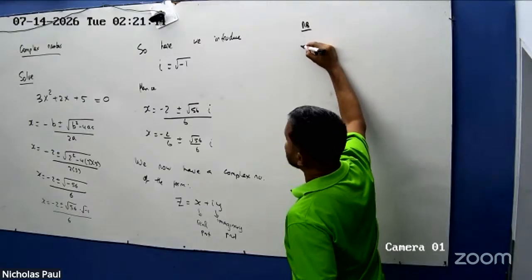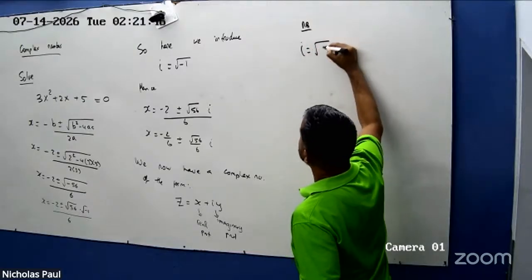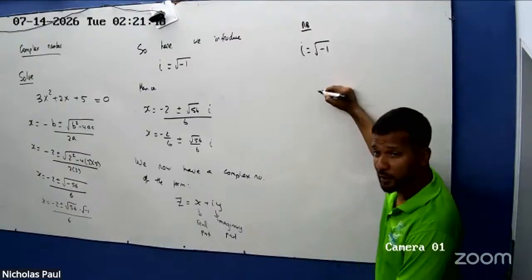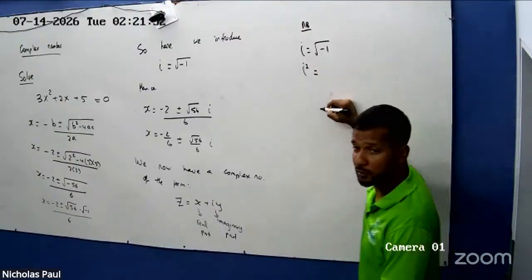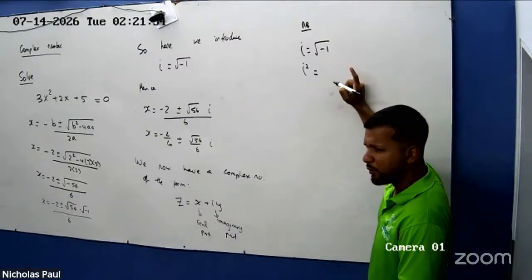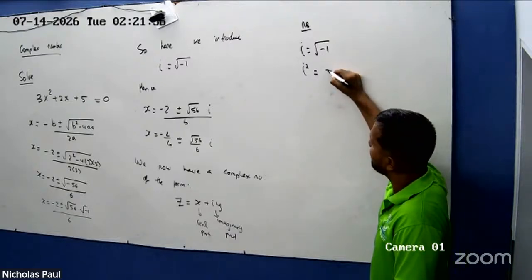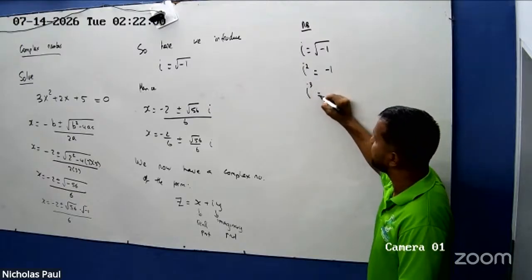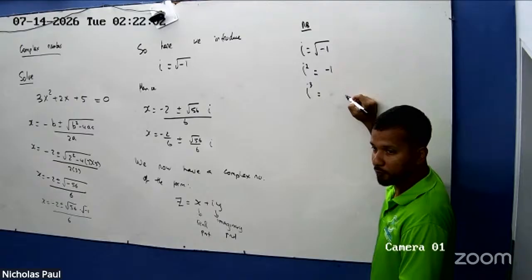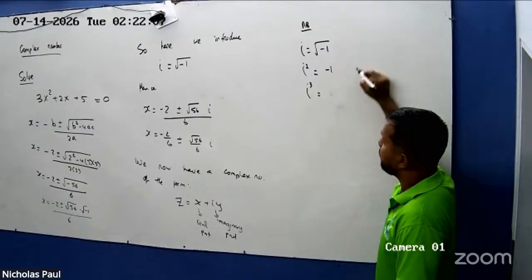I want you to know that, right? Remember, i is the square root of minus 1. So what do you think i squared is? Minus 1, right? What do you think i cubed is? Think about it.